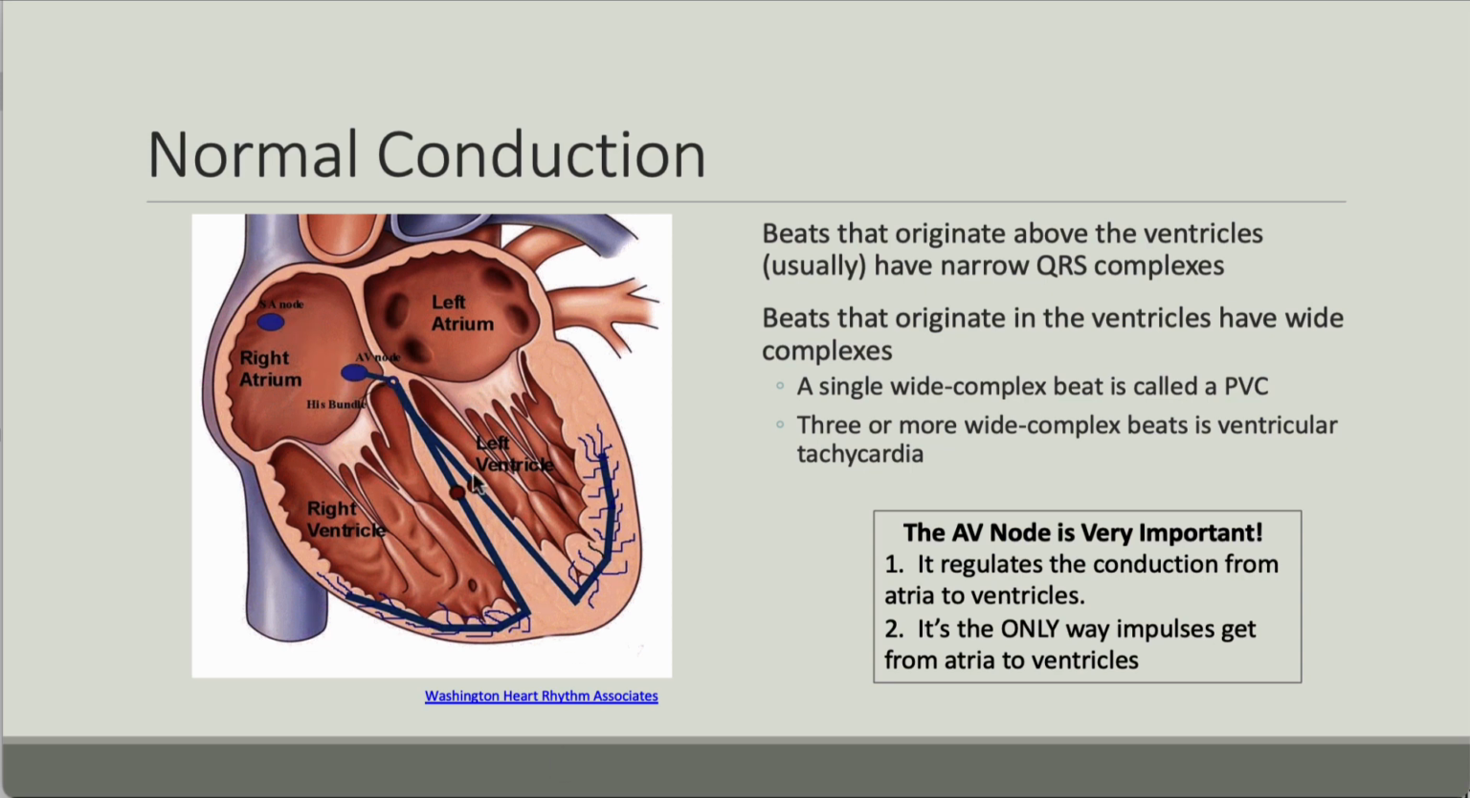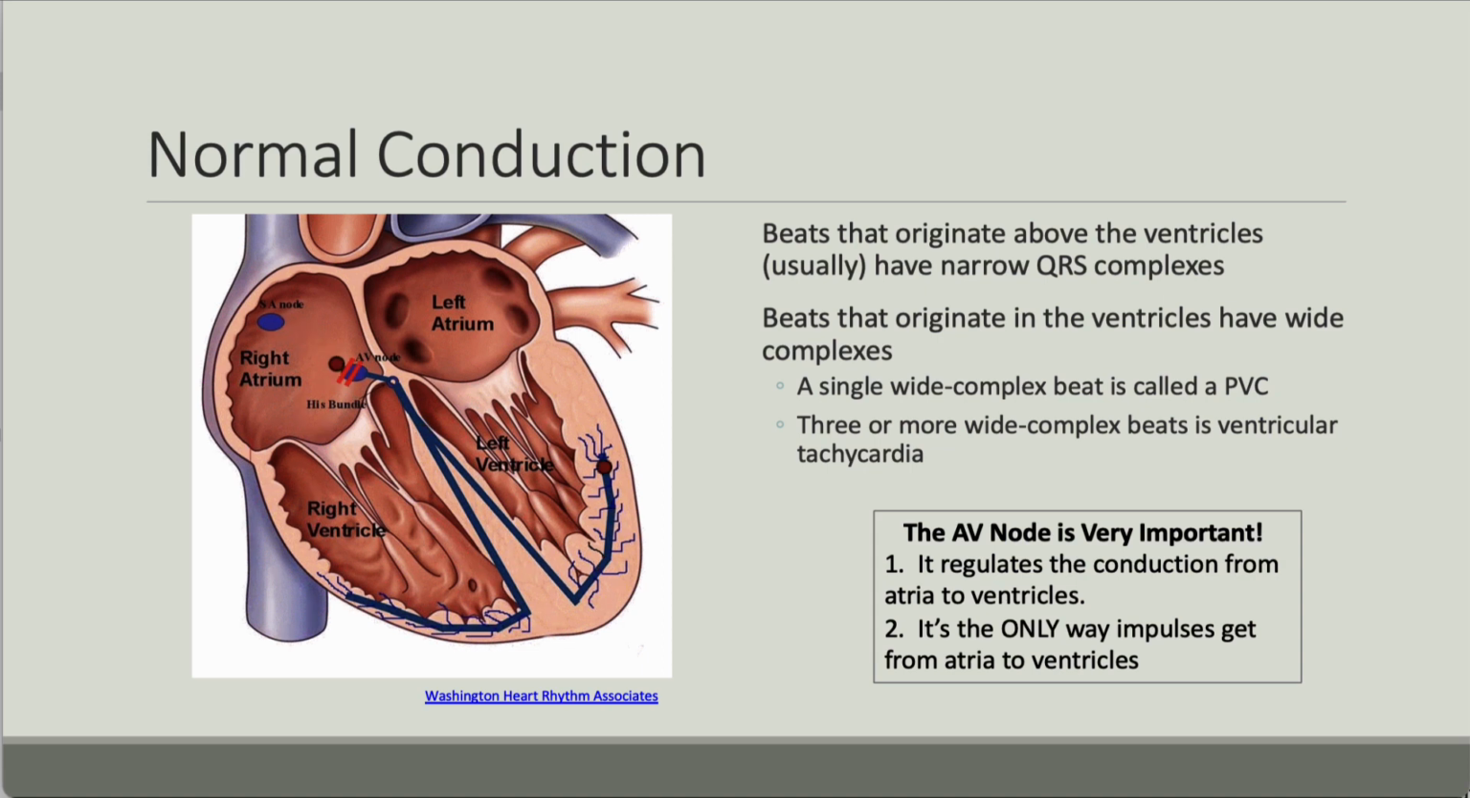Now, the really important thing here is this AV node. And the AV node is kind of a switch in the heart that regulates the conduction of impulses from the top part of the heart, the atria, to the bottom part of the heart, the ventricles. It is the only way that impulses get from the atria to the ventricles, unless you have Wolff-Parkinson-White or some accessory pathway, but that's beyond our interest right now. So the only way to get down to the ventricles from the top is for an impulse to go through the AV node.